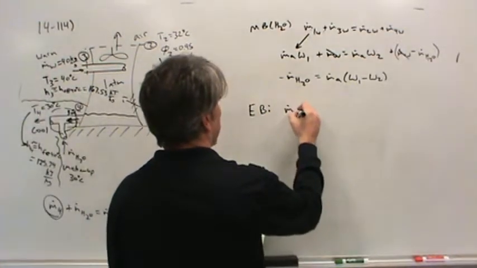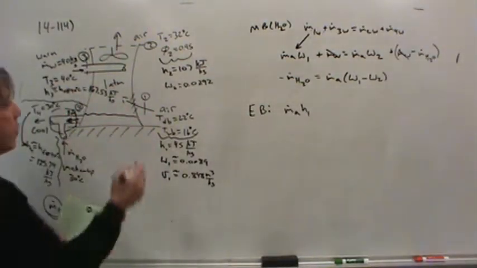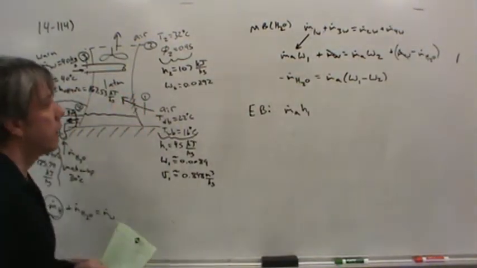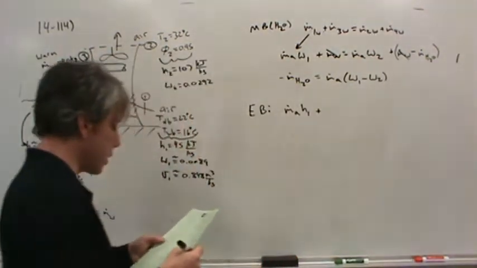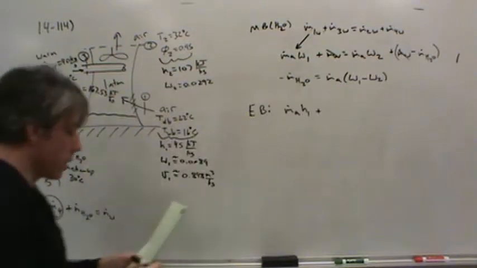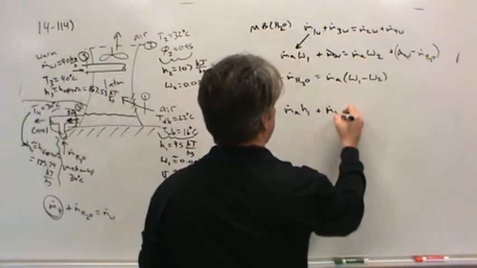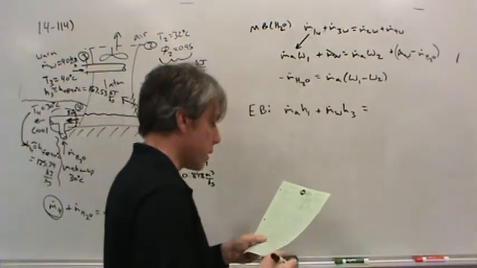The mass flow rate of the air times the enthalpy in state 1, that accounts for the energy coming in with the humid air, not humidified, but the humid air. Plus, where else does energy come in? Well, energy also comes in at state 3. So the mass flow rate of the water in state 3 times the enthalpy of that water. Those are the two places that energy comes in.